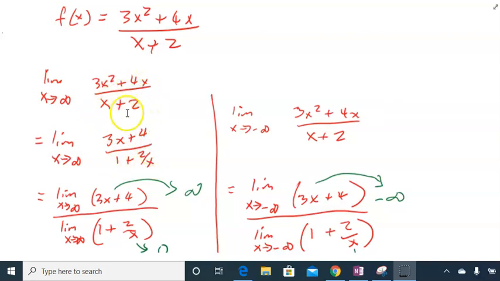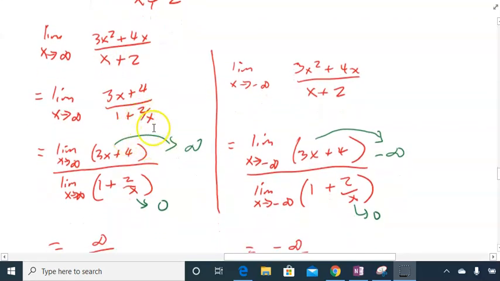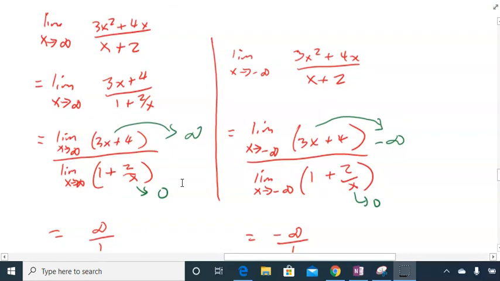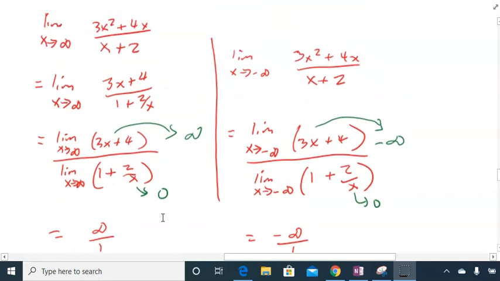What we did here is divide each term by x, because x to the 1 was the highest power in the denominator. And so doing some algebra here and noting that the 3x itself approaches infinity and the 2 over x approaches 0, what we are left with is 3x plus 4 over 1, which will be 3x plus 4. Eventually that's going to be infinity over 1. And so the answer there is infinity.